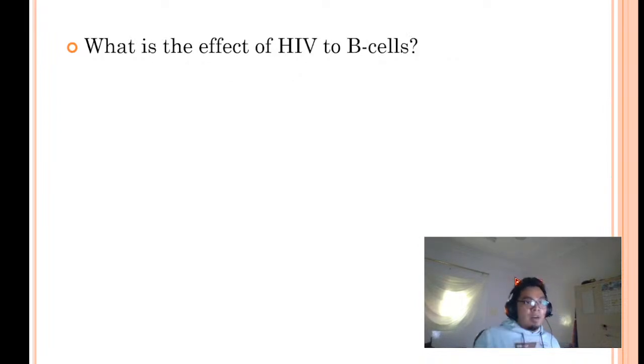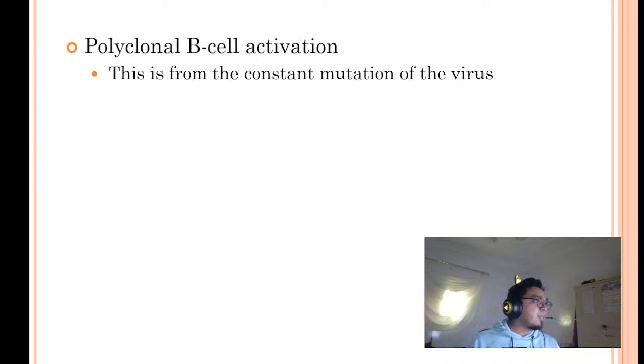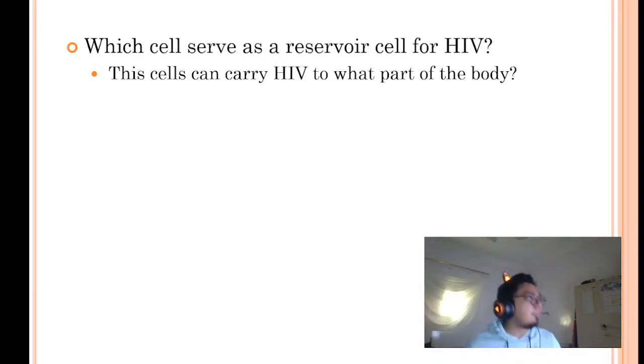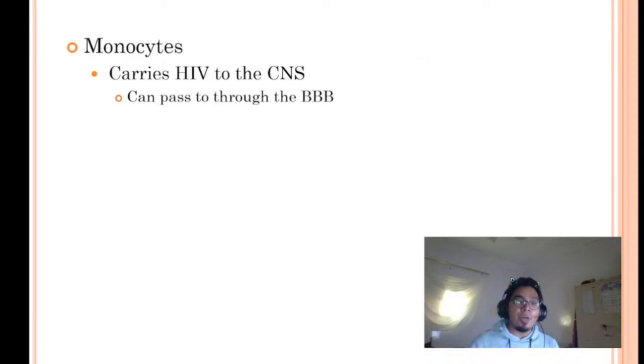All right, so what's the effect of HIV on B cells? They activate polyclonal B cells. This forms constant mutation of the virus. I wouldn't say polyclonal gammopathy; I would much rather call it a mutation than anything else. Which cell serves as a reservoir for hosts? As I mentioned before, these are your jeepneys, which are your monocytes. They carry the human immunodeficiency virus to the CNS because they can pass through the BBB.